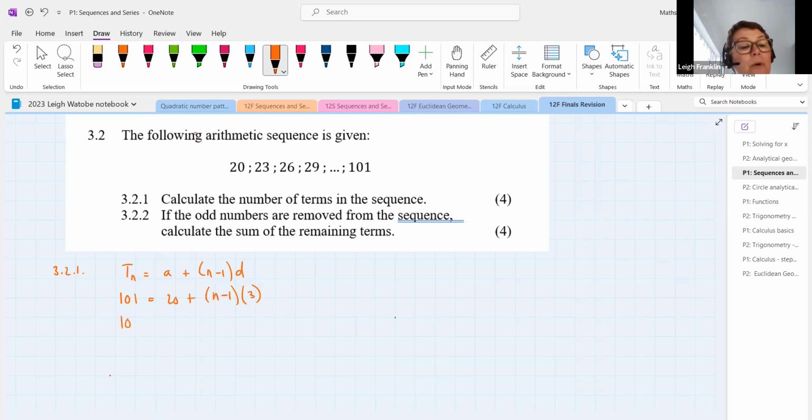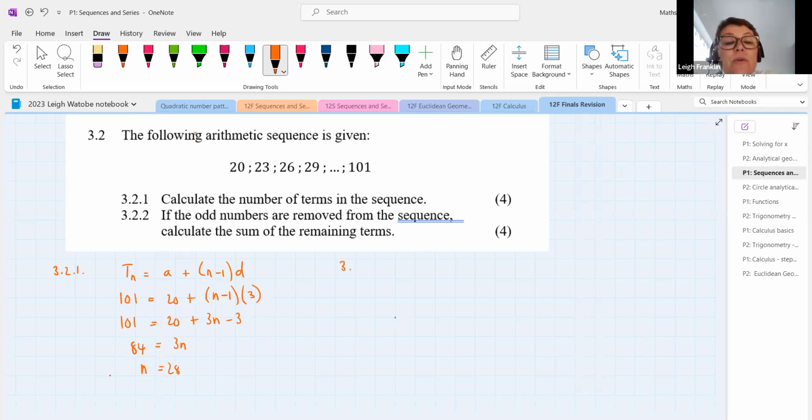So we'd end up with 101 equals 20 plus 3n minus 3. So I'm going to leave the 3n on this side, take the other terms over to the other side, and that would leave us with 84. So there would be 28 terms in this particular sequence.